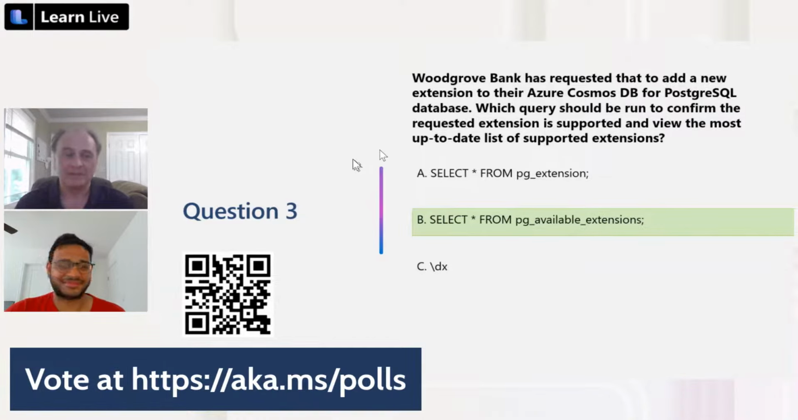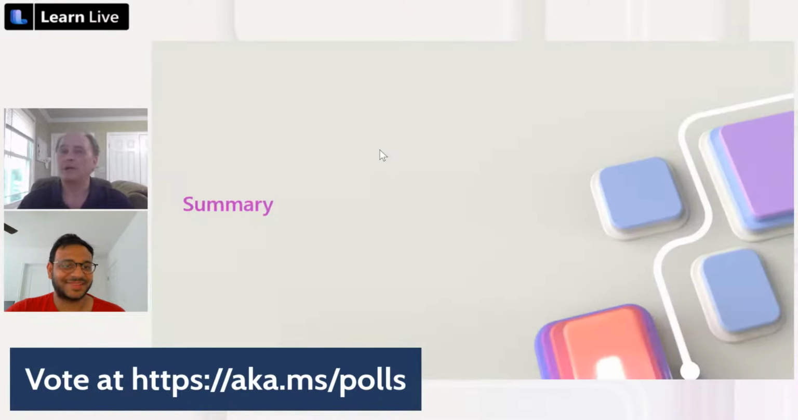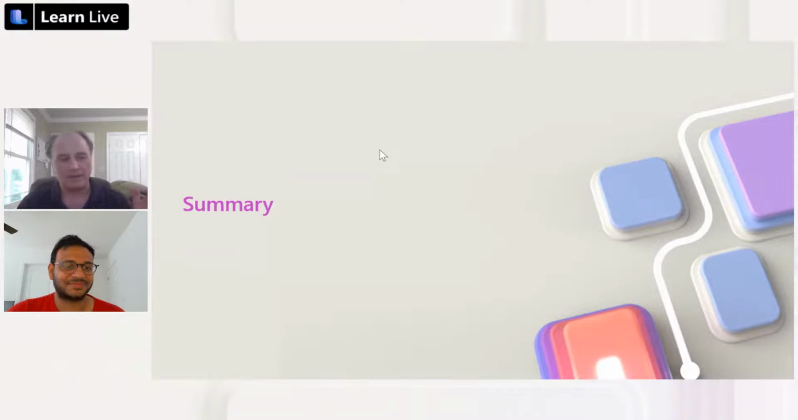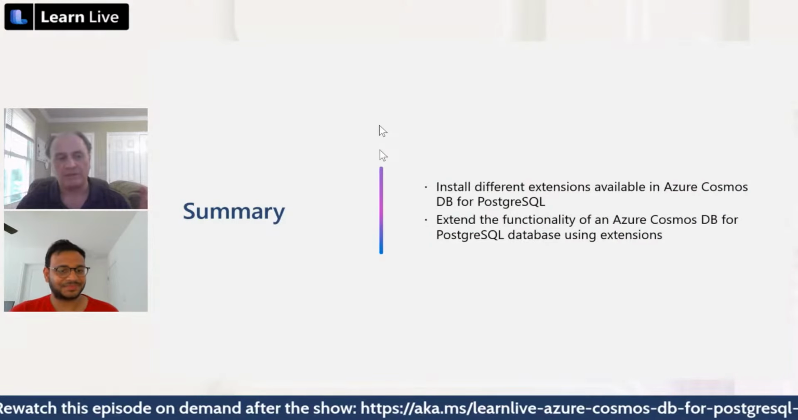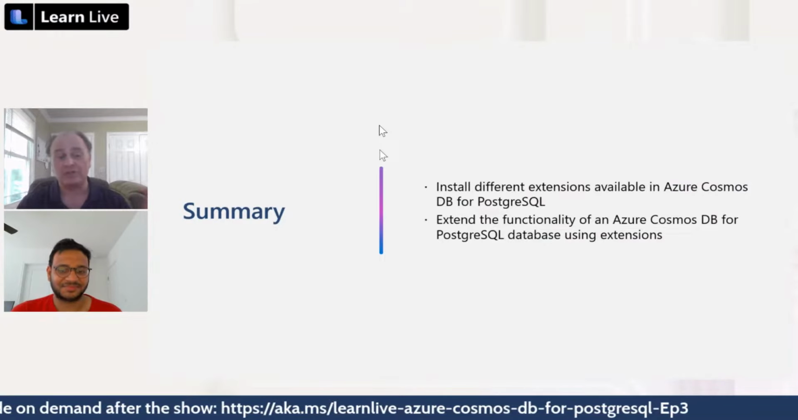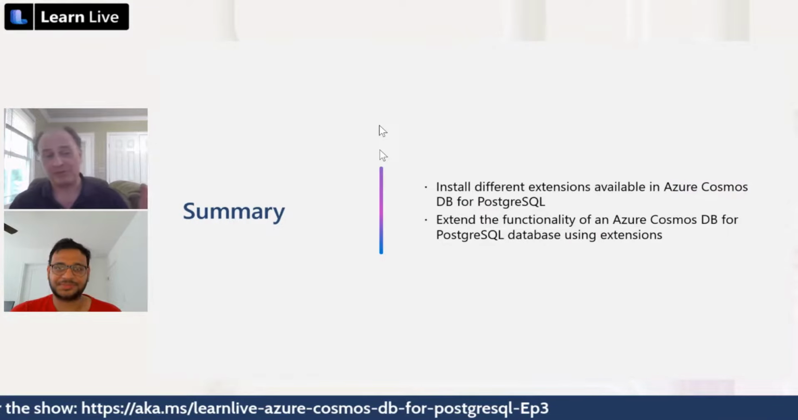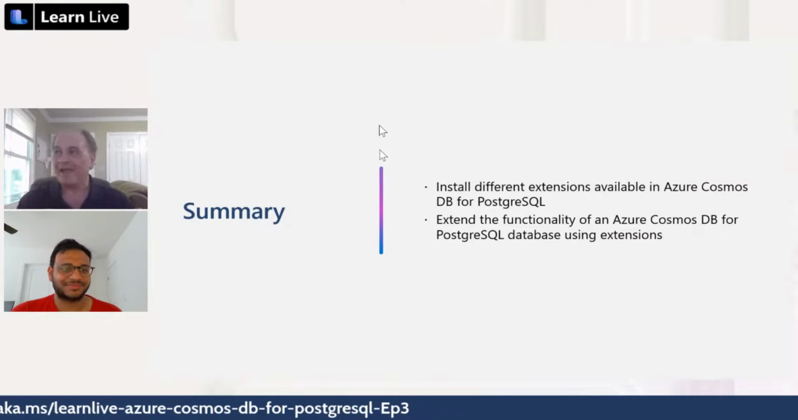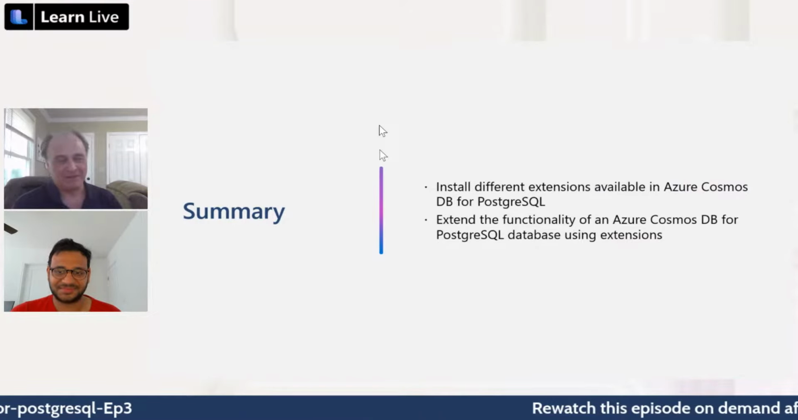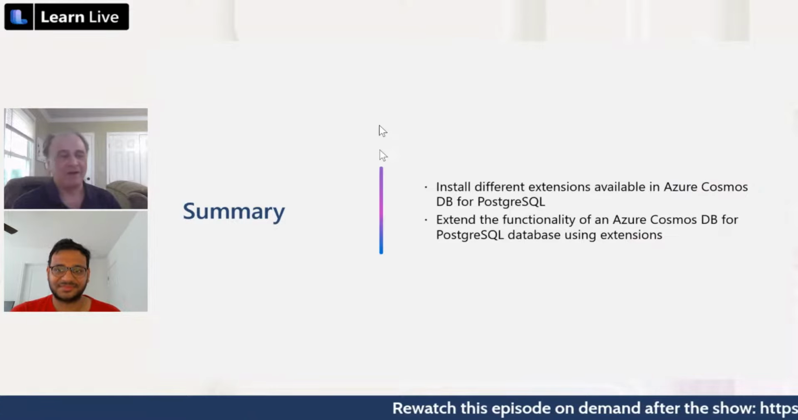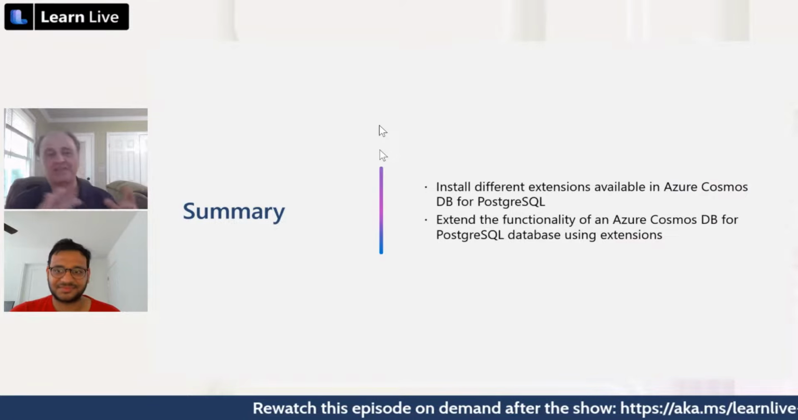All right, I think it's time to wrap this up. Just to summarize what we did, we had a case study where we helped a customer migrate into Azure using Azure Cosmos DB for PostgreSQL, and extend the functionality of Cosmos DB for PostgreSQL with more extensions. So that's what we did today.